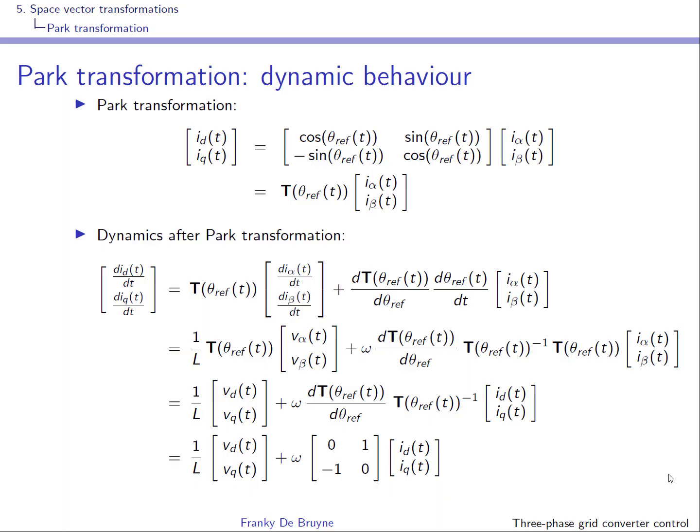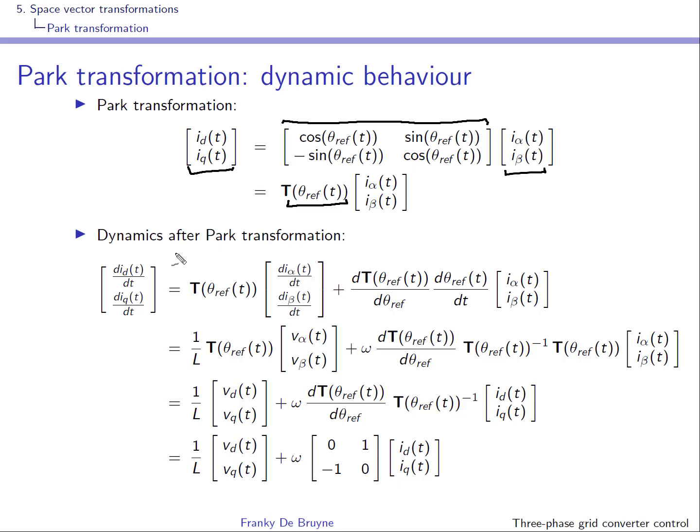We will now look at the change in dynamic behavior due to the Park transformation. We had seen something quite similar in the course Dynamique des systèmes mécaniques. When you had a rotating frame, you had to take that into account, and we'll see something quite similar for the Park transformation. So what you see here is the Park transformation. You go from the alpha beta framework to the DQ framework, and for that you use this rotation matrix that you see over here, and we'll denote it like that for short.